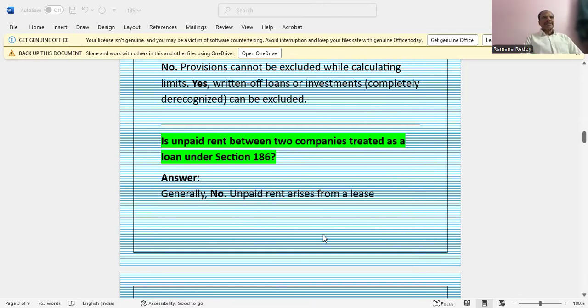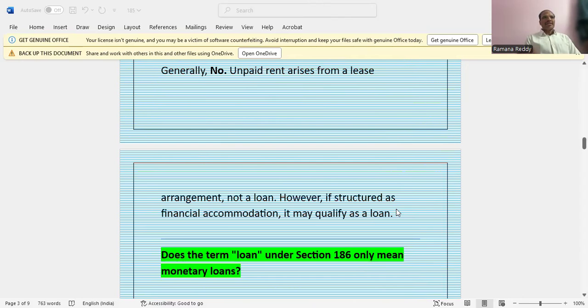Is unpaid rent between two companies treated as a loan under Section 186? Answer is no. Unpaid rent arises from a lease arrangement, not a loan. However, if structured as a financial accommodation, it may qualify as a loan.